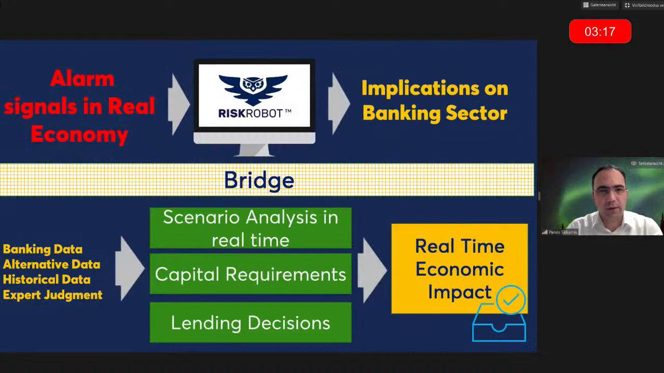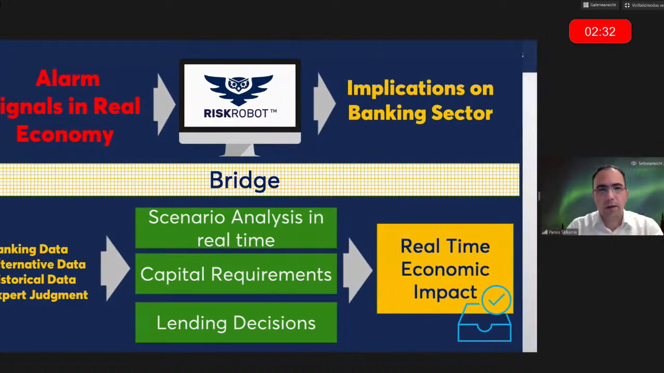We would like to present Risk Robot, which solves that once and for all. It provides a bridge between what happens in the real economy in a scenario and how banks will be affected in their capital requirements and their lending decisions. There are a lot of ways to use Risk Robot, as it can digest banking data, alternative data, historical data, and expert judgment, which is a must-have with COVID-19. This means you can have real-time indication and real-time reaction on the economic impact, especially because the banking sector is a must-have for the healthy organization of the economy.